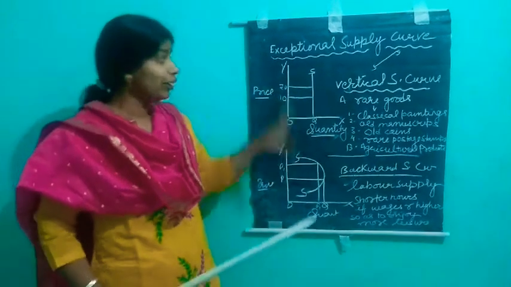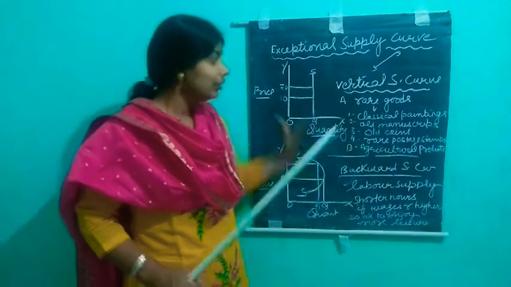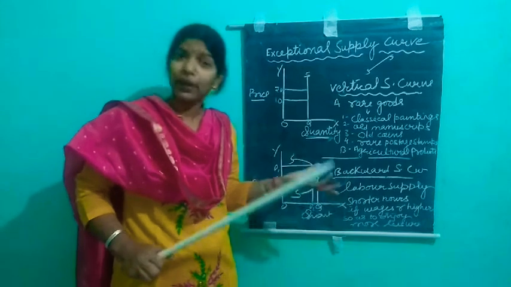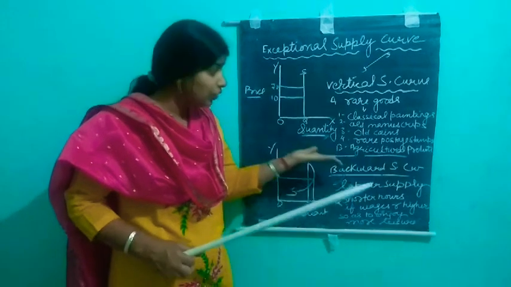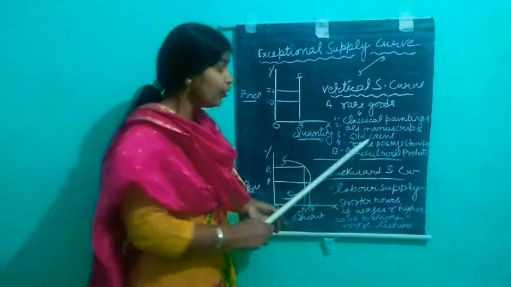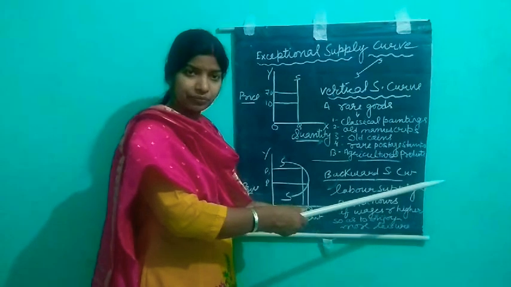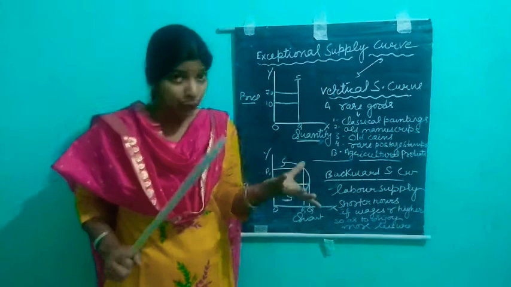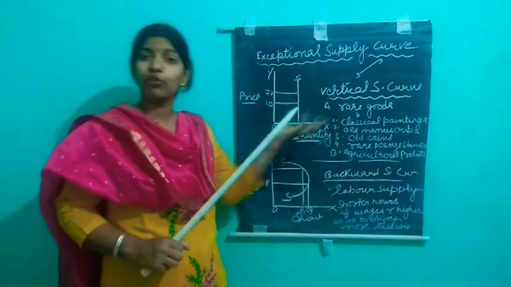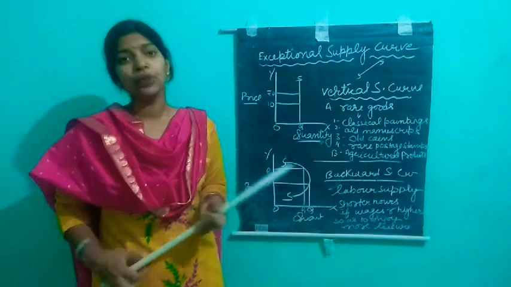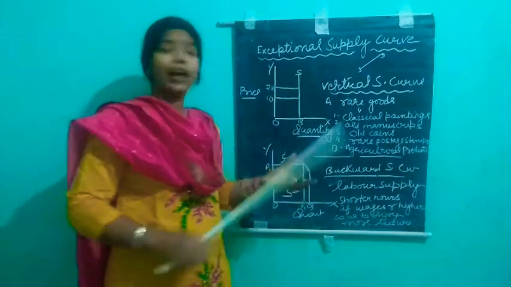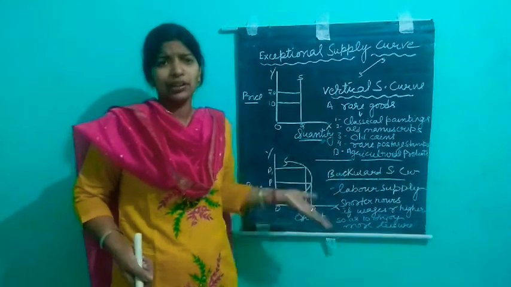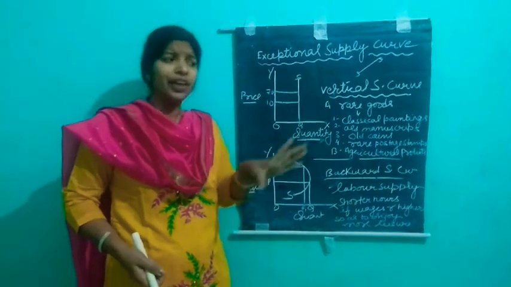One case is the very short period, and the other case is rare goods. Rare goods such as old manuscripts, classical paintings, old coins, and rare postage stamps. First, you can see it in the case of the very short period. Second, in the case of rare goods. And then agricultural products also, such as rice, wheat and other products, where you can see that it has already been produced.